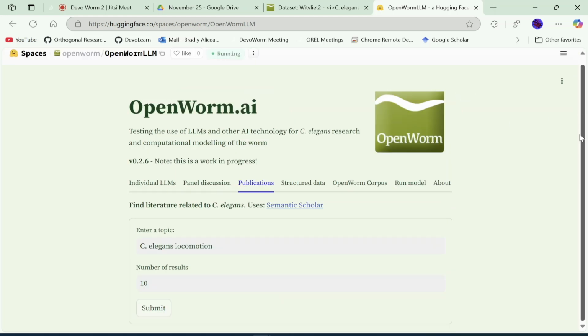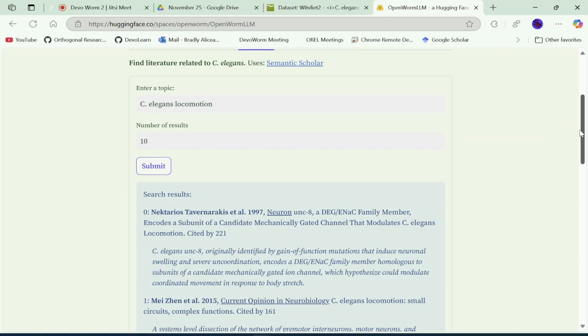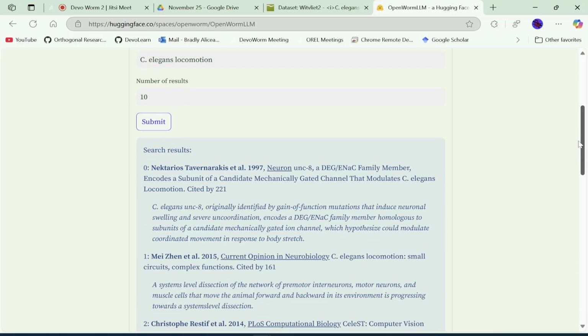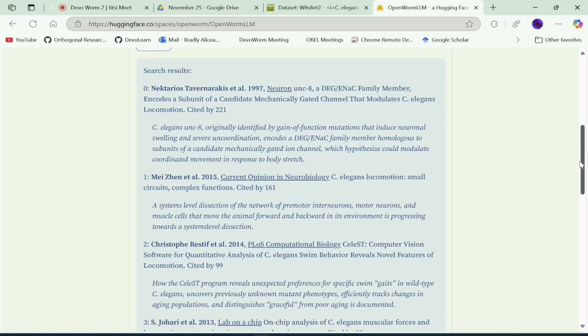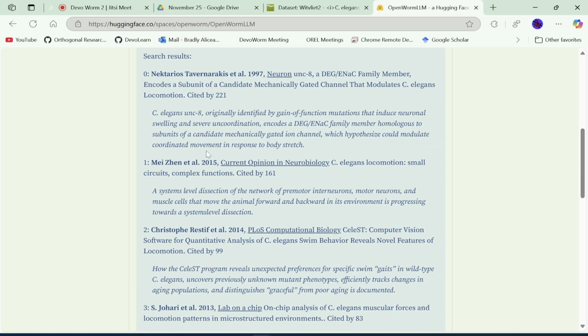Okay, so now you can actually search for publications. C. elegans locomotion. If I want to get 10 results on C. elegans locomotion, then I have these search results. It basically goes through the literature it's trained on and pulls out literature. And it gives a sort of annotated literature review where it gives some description of the article and how relevant it is to you.